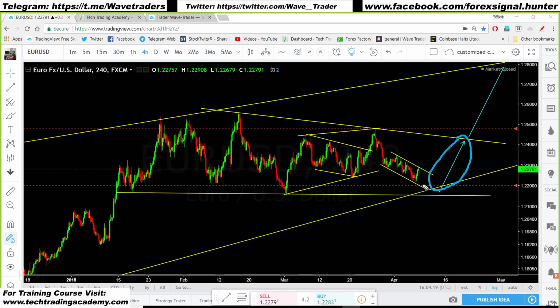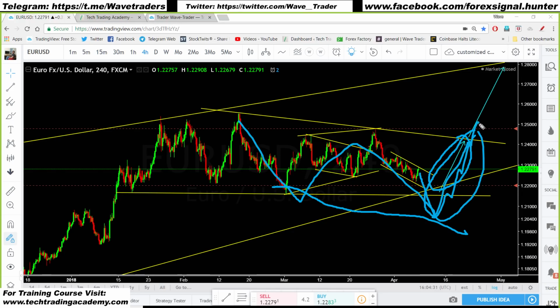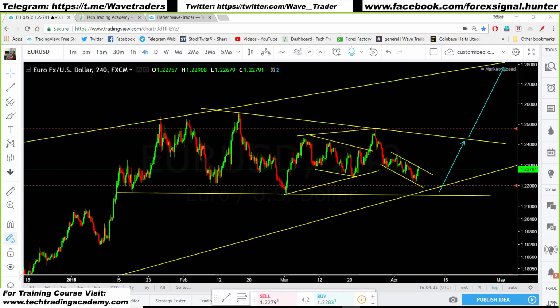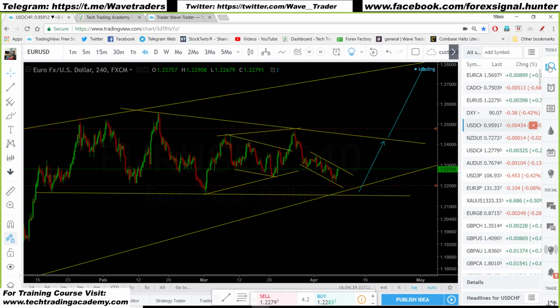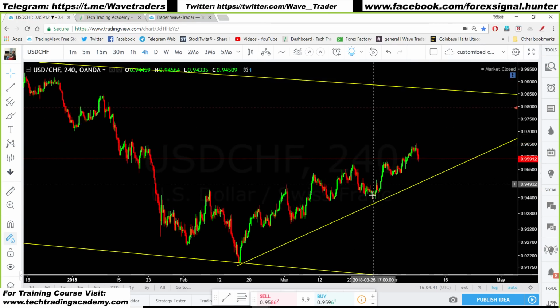All right, so what it can do, it can even break down like that and can form new low, but still you guys need to look for this trade. All right, this is the trade you guys need to look for within that pattern. All right, similar like the DXY. All right, so dollar chief going up.